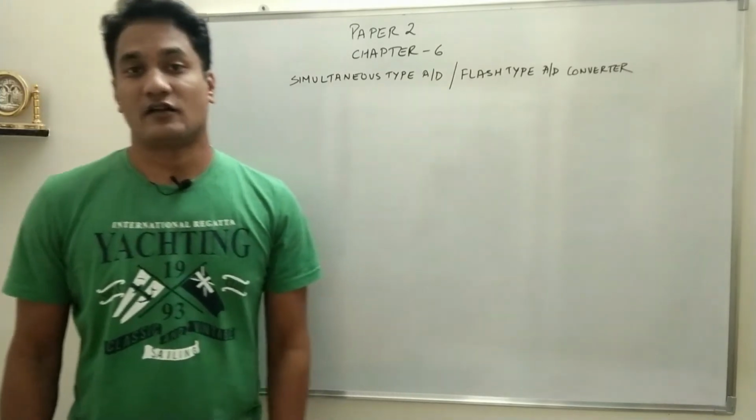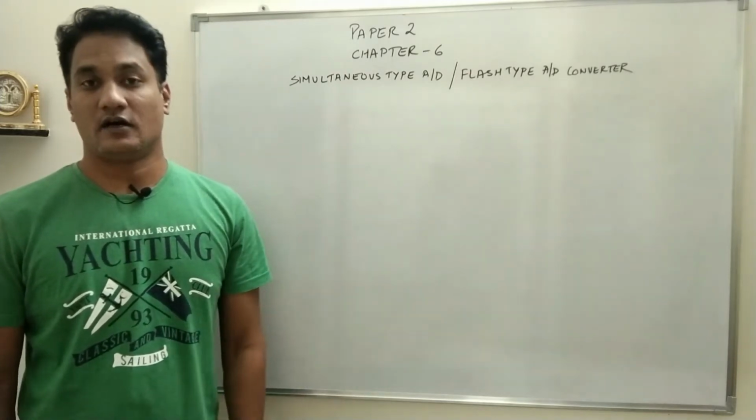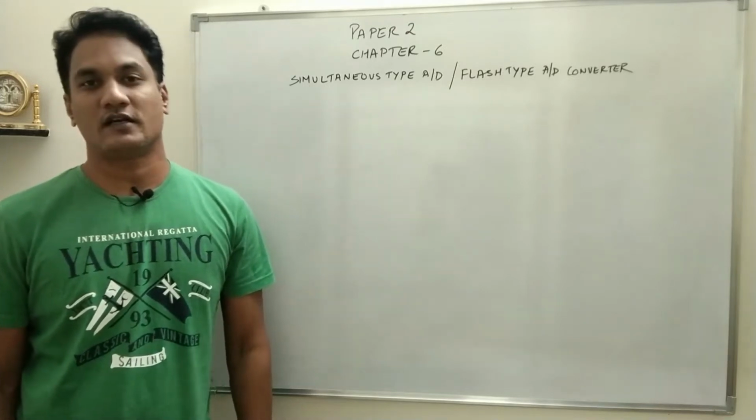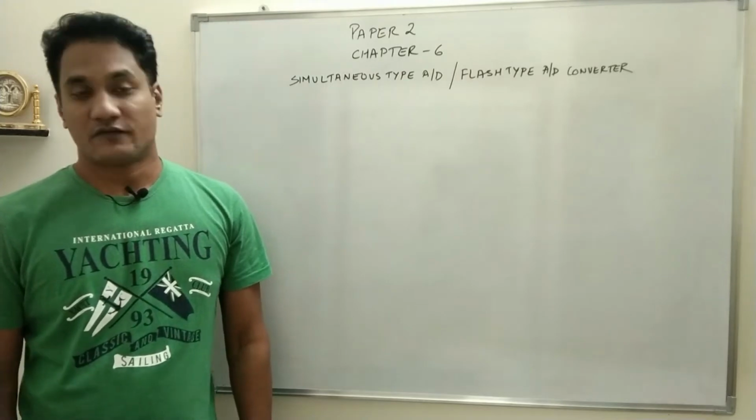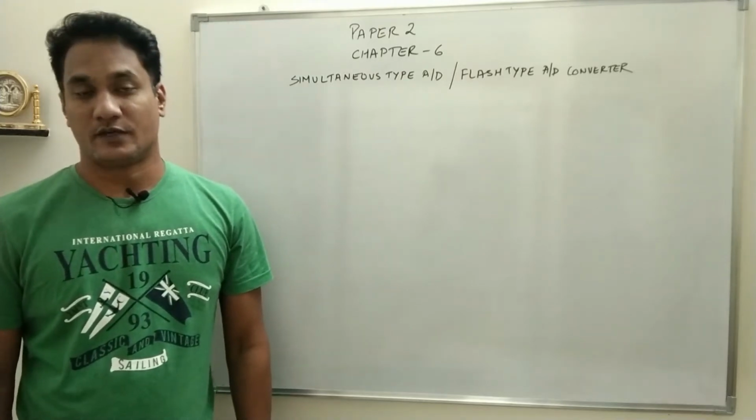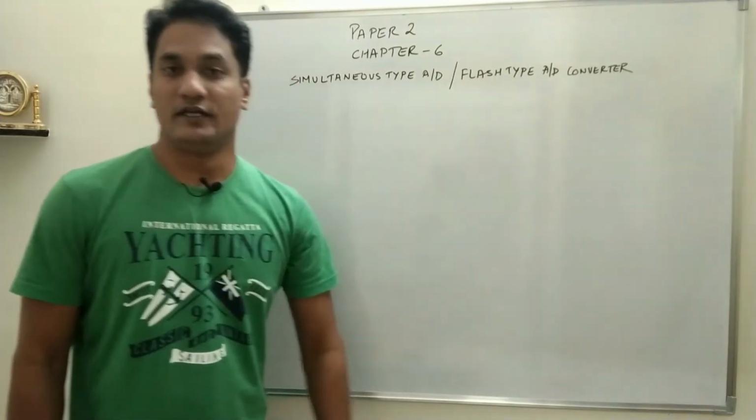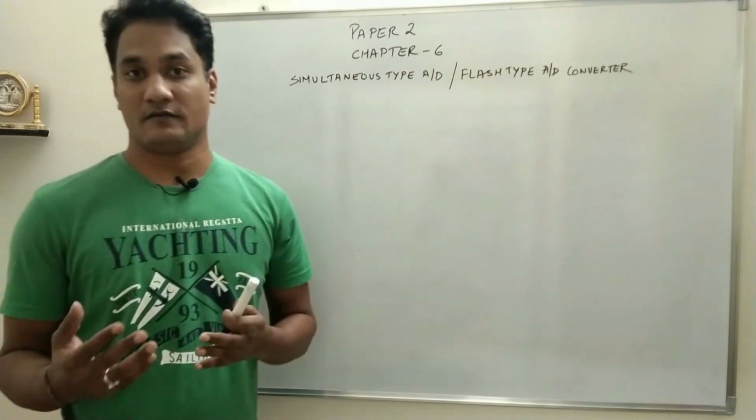Under the heading of analog to digital converter, we will try to understand three circuits: simultaneous type A to D converter, counter ramp type A to D converter, and successive approximation type A to D converter. Each of them is very important with respect to your exam. So we'll start with simultaneous type A to D converter. Make sure that you understand the concept properly.